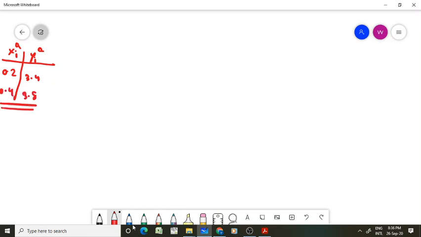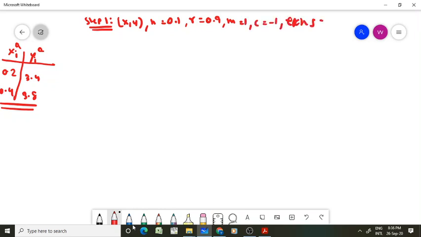Okay. Now step 1, we know we have to initialize all the parameters, like read the data, eta equal to 0.1, gamma equal to 0.9, m equal to 1, c equal to minus 1, epoch equal to 1, ns equal to 2, number of samples, and vm equal to vc equal to 0. Anything left? I think all are covered.